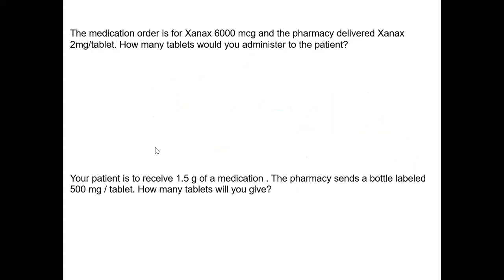A patient is to receive 1.5 grams of a medication and the pharmacy sends a bottle labeled 500 milligrams per tablet. How many tabs will you give? So 1.5 grams is your order. Your supply on hand is 500 milligrams per 1 tablet. Okay, so 1.5 grams, 500 milligrams. This is our order. This is what we have on hand.